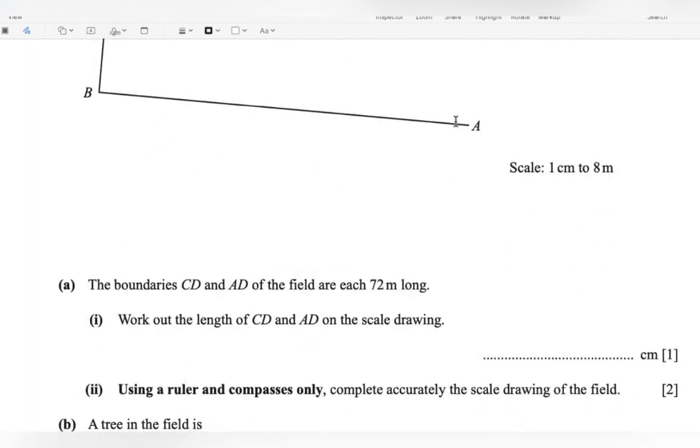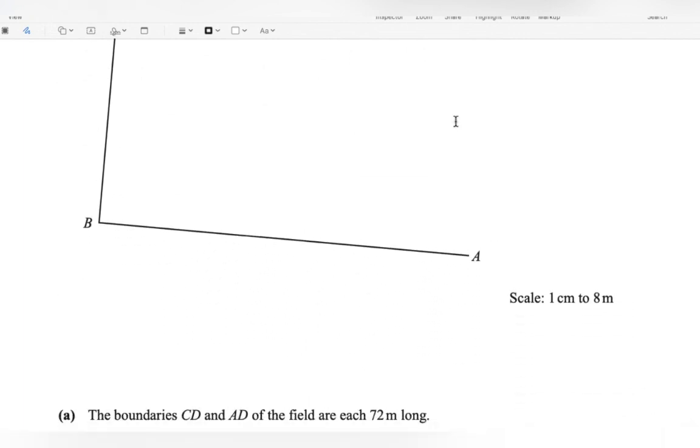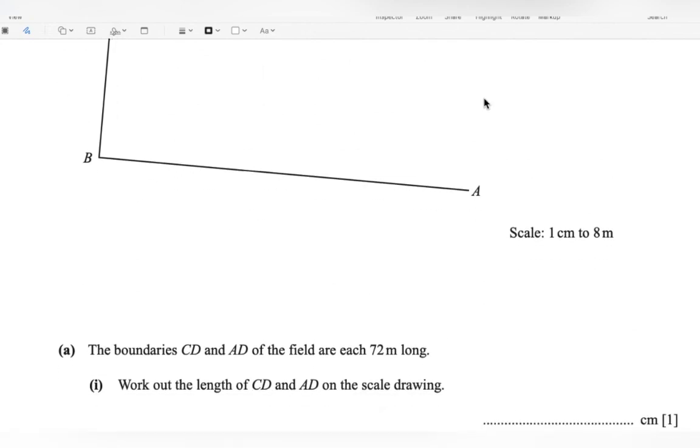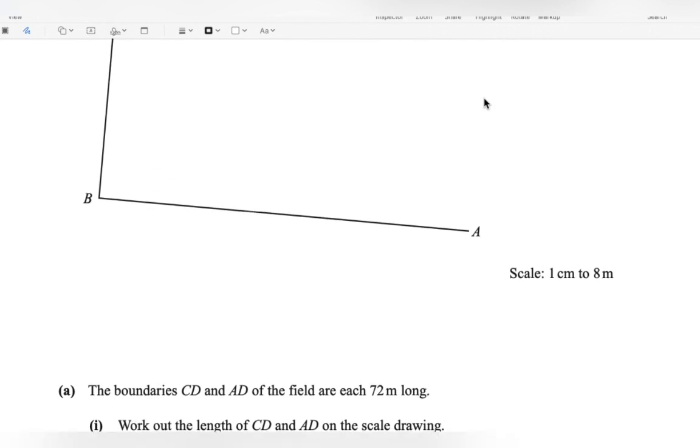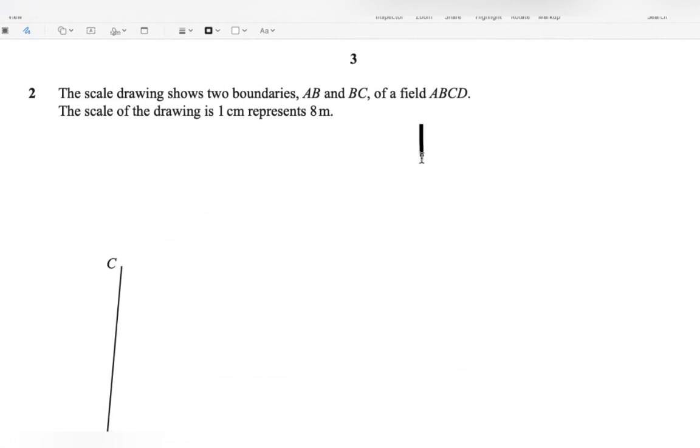Now the boundaries CD and AD, wherever D is going to be, are each 72 meters long. If the scale is 1 centimeter equal to 8 meters, and they give you a boundary of 72 meters for any line, what would be the measurement on the drawing? You can call it x.